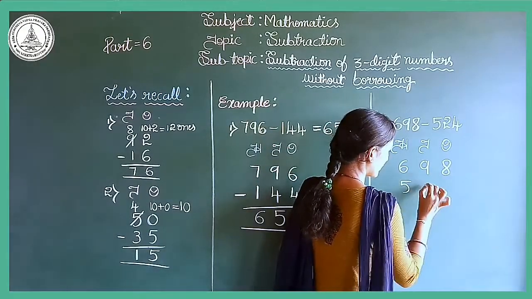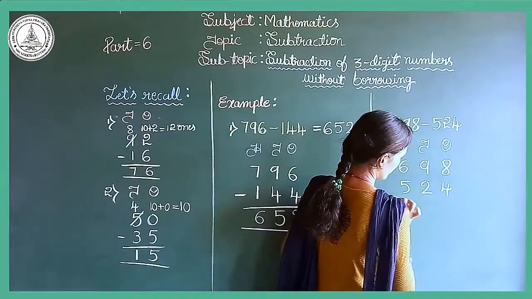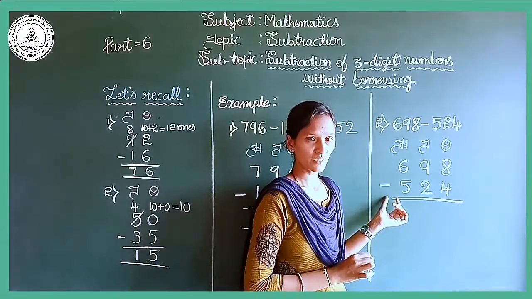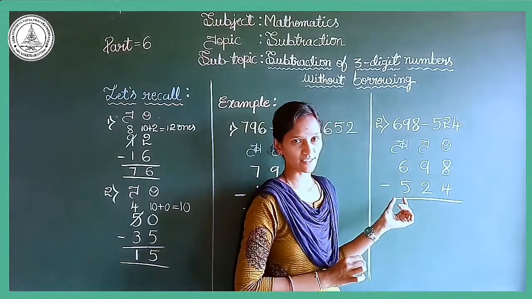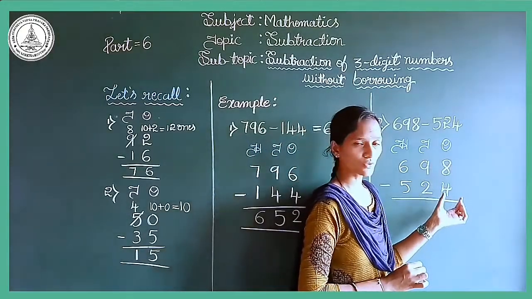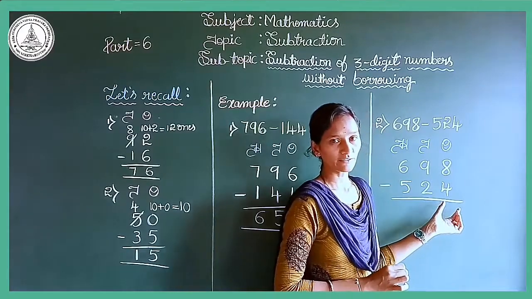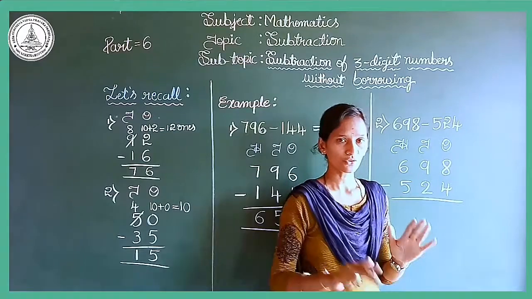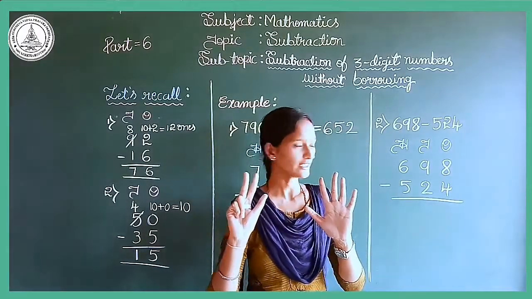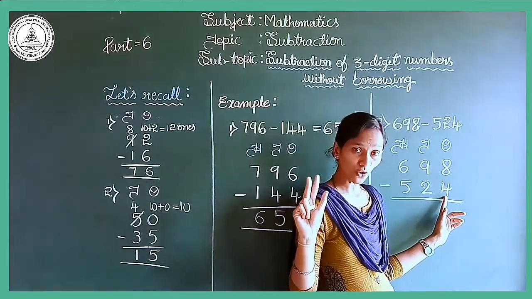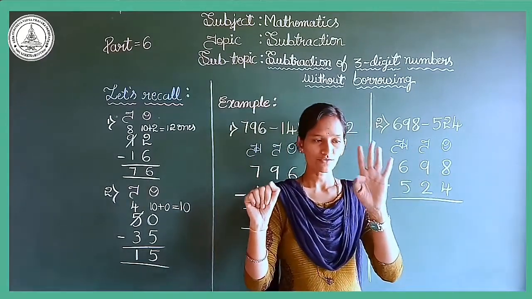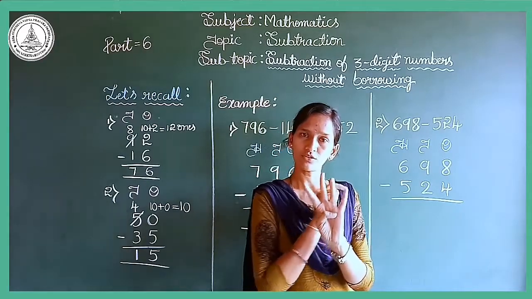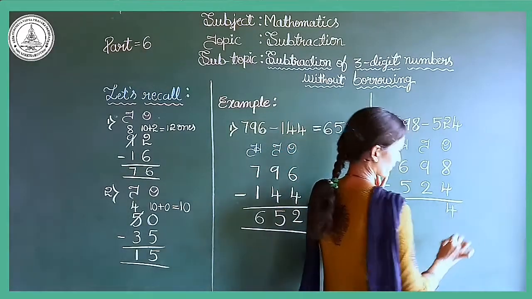So write down 524. So place the subtraction symbol on the left side, that is minus. So first you have to solve the numbers in the ones column. 8 minus 4. So you have to use 8 fingers, right? In that you have to subtract 4. 1, 2, 3, 4. So how many fingers are left here? 1, 2, 3, 4. Write down here 4.